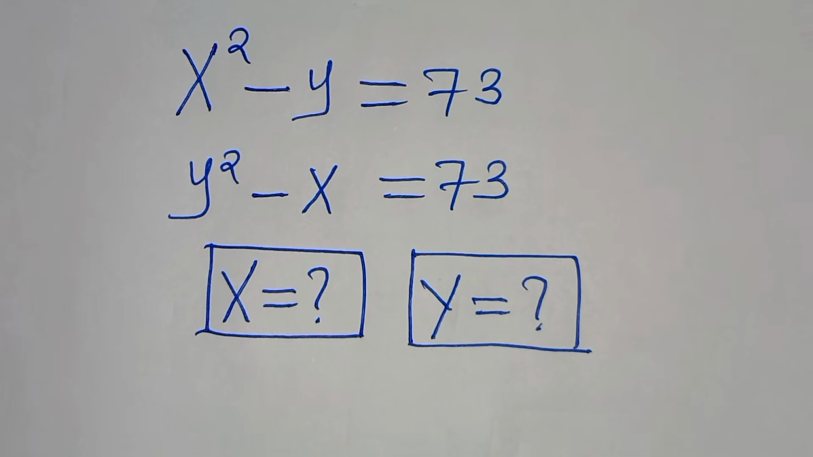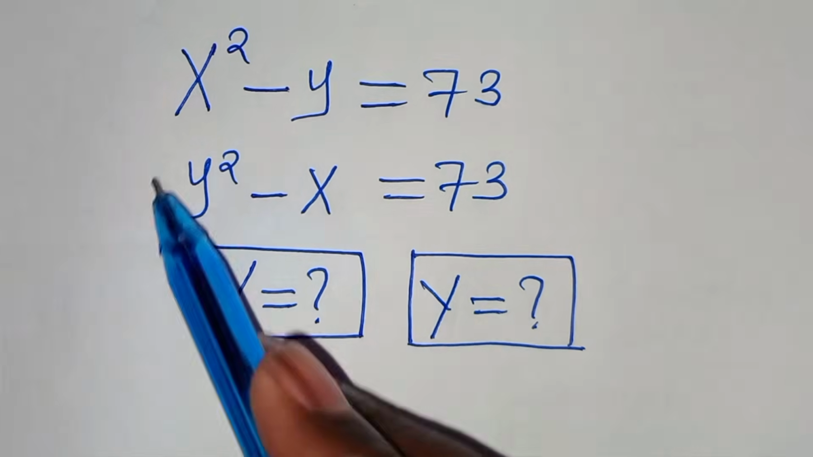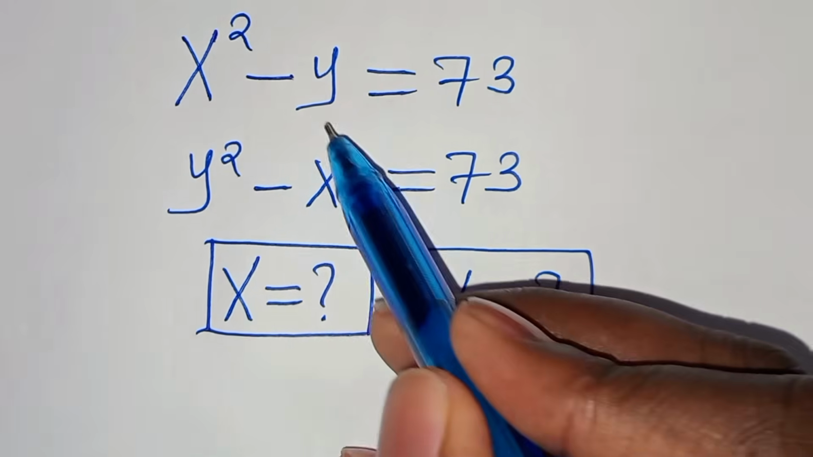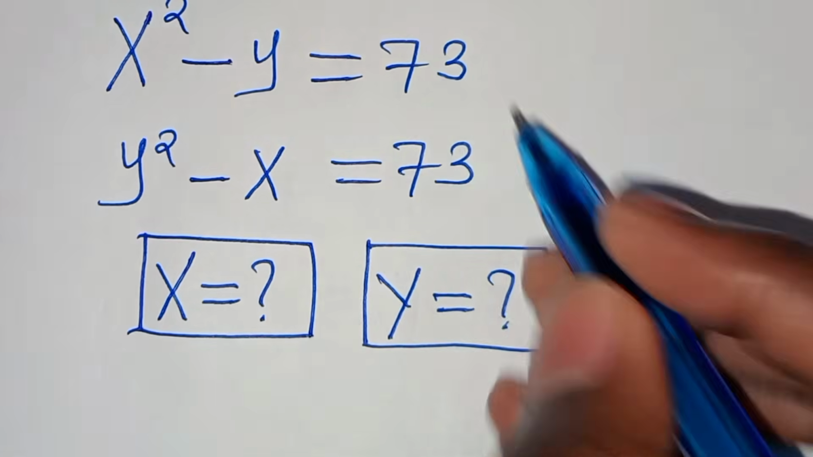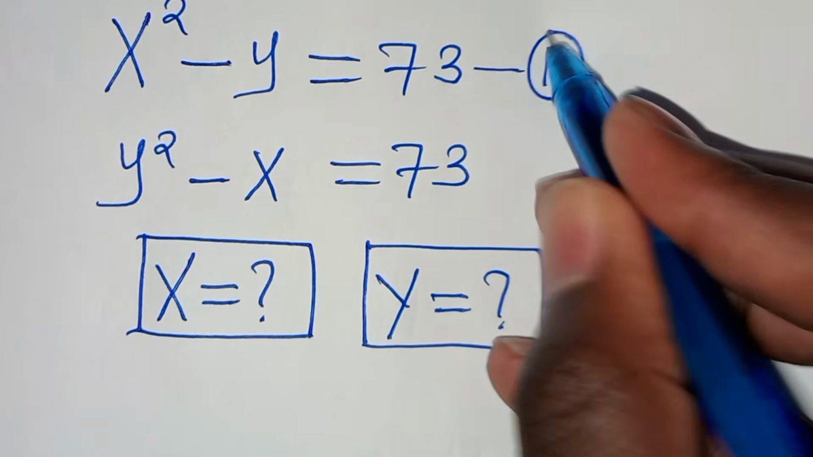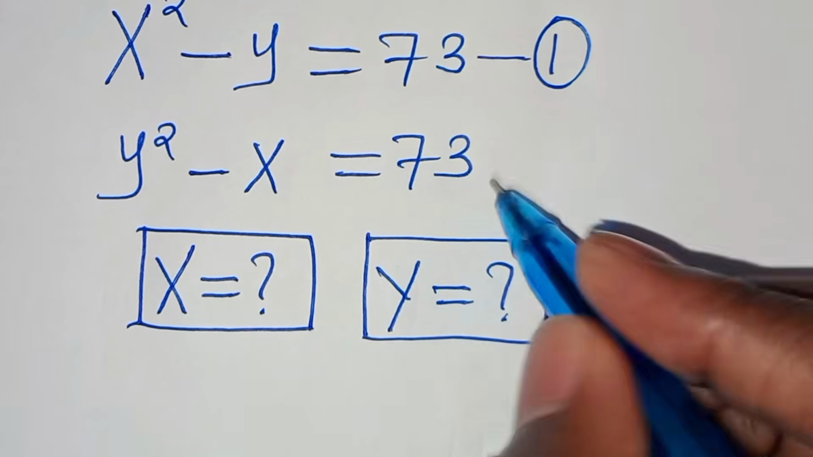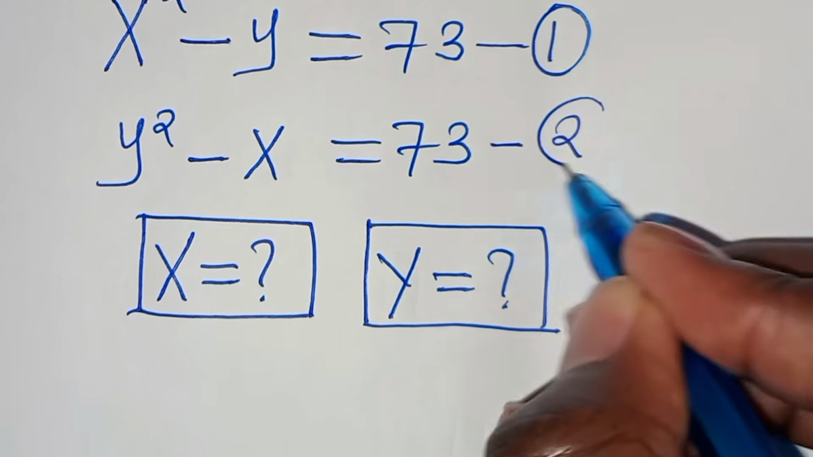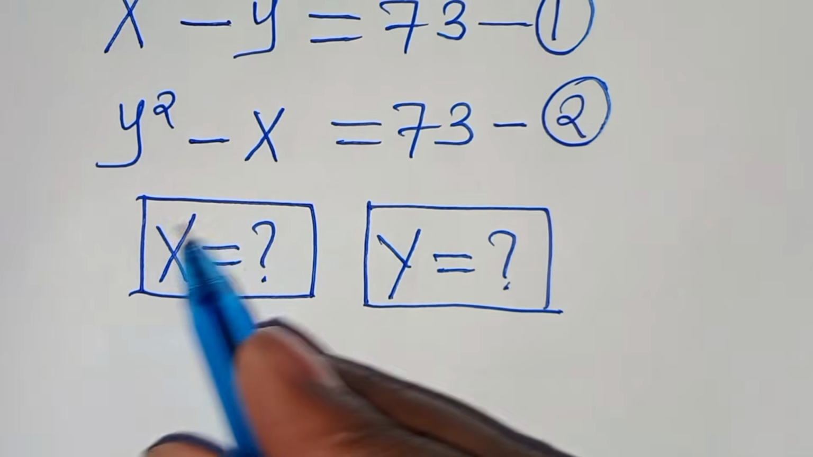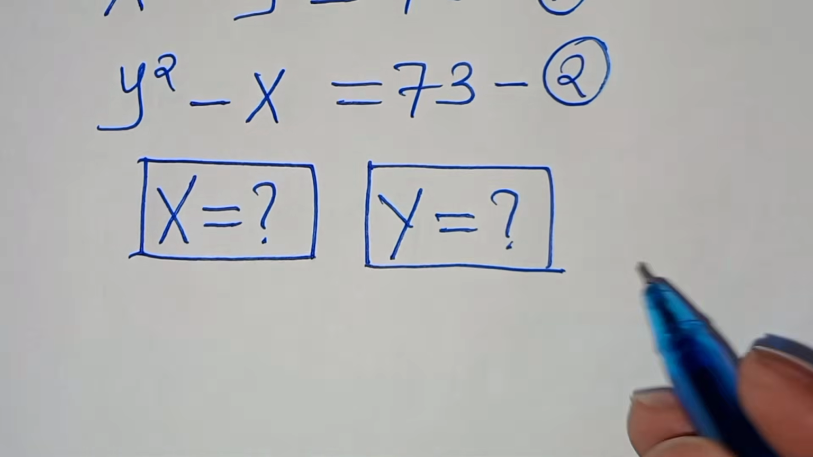Hello, you're welcome to solve this nice algebra problem, which is x squared minus y. This is equal to 73. Let's call this equation 1. And y squared minus x. This is equal to 73. Let's call this equation 2. So what is the value of x and what is the value of y?